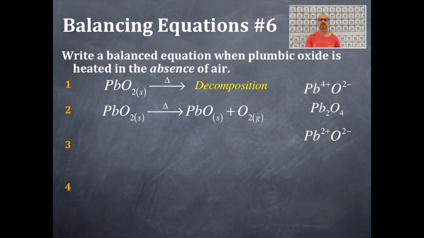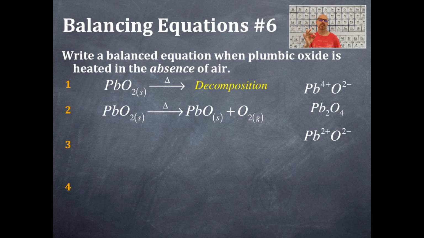How many leads do I have on the reactant side? 1 lead. How many leads on the product side? 1 lead on the product side. How many oxygens on the reactant side? 2. How many oxygens on the product side? There's 1 oxygen in plumbous oxide, and then there are 2 oxygens in molecular oxygen. So that's a total of 1 + 2, that's 3. So I have 3 oxygens on the product side, and I have 2 on the reactant side. So I need to decrease the number of oxygens on the product side by 1.